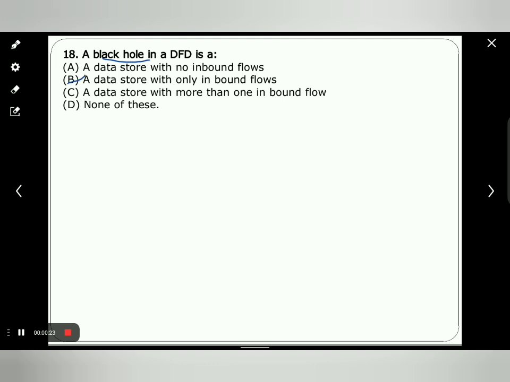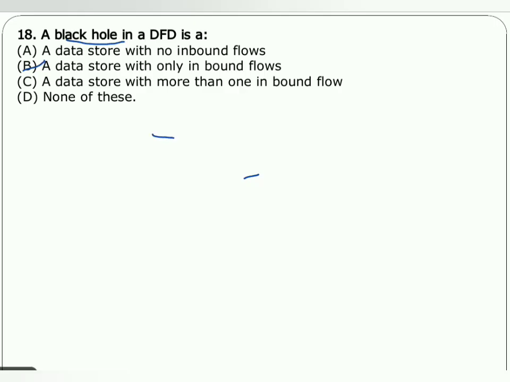And what about the grey hole? Grey hole means a processing step may have output that is greater than the sum of its input. That is known as a grey hole. And what is meant by a miracle? A processing step may have output flows but there is no input flow. It is called a miracle. So option B is the correct answer.